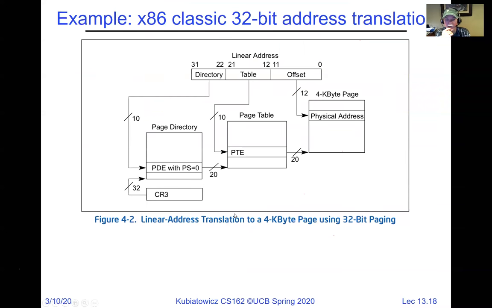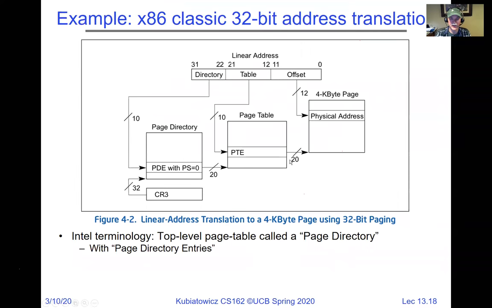This is, by the way, the 10-10-12 pattern, exactly what you see in the classic 32-bit address space translation for x86. Intel, which loves to name things in their own way, calls this, here's the two levels of page table. They call the top one a page directory, the lower one a page table, but it's exactly what we just talked about. This little PS is page size, and I'll show you that in a moment. This basically says it's pointing at a page table as opposed to pointing at a 4 megabyte page, okay? So if you look at that, we could split off 22 bits and just have a top-level directory pointed at a really large chunk of memory.